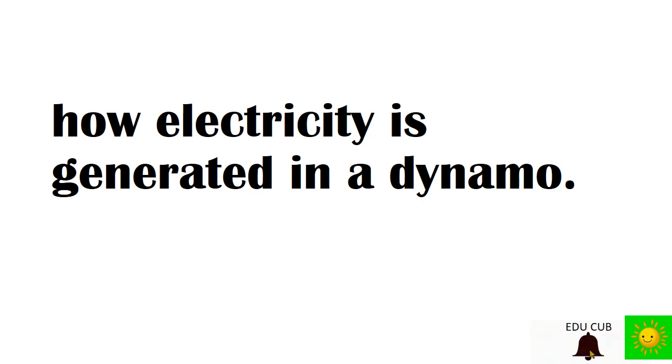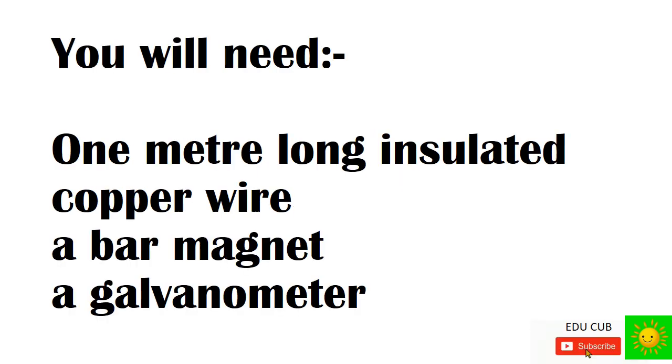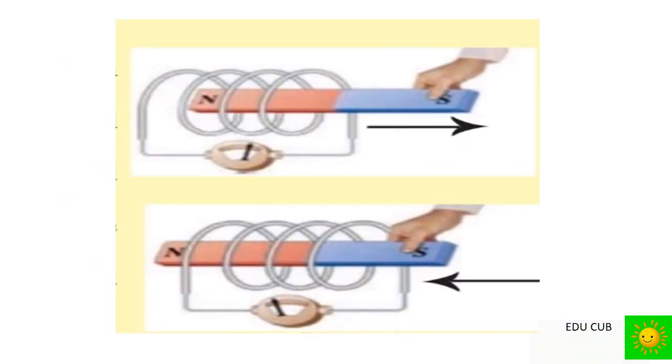Let's see how electricity is generated in a dynamo. To identify how electricity is generated in a dynamo, you have to do this small activity at school. You need a 1 meter long insulated copper wire, a bar magnet, and a galvanometer. You have to set the circuit like this.